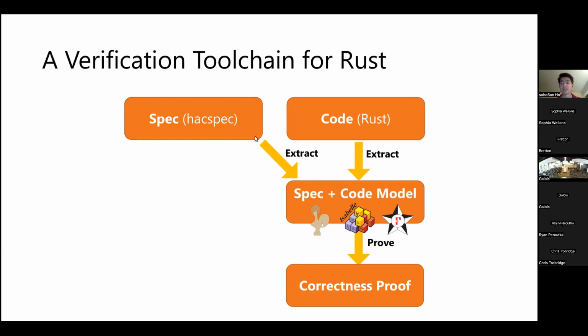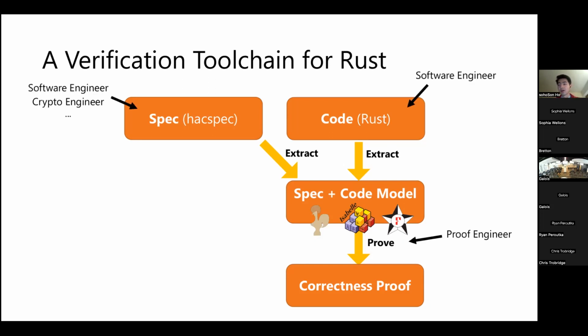To do so, we provide the HaxSpec language, which is a pure subset of Rust. So it's Rust, but without mutable borrows, interior mutability, these sort of things. And then once you've written the code and the spec, you can extract the spec and a model of the code into a theorem prover of your choice. And from there, you can state and prove lemmas, which typically link the code to the specification. And so you get functional correctness proofs, for instance. And the good thing with this architecture is that it allows us to have different people working on the different components.